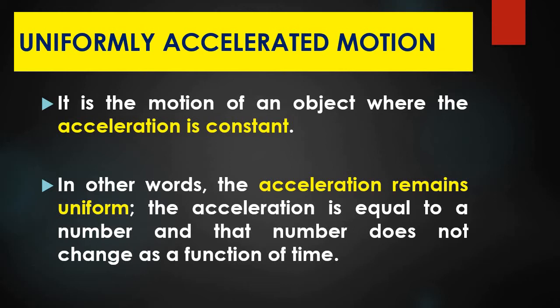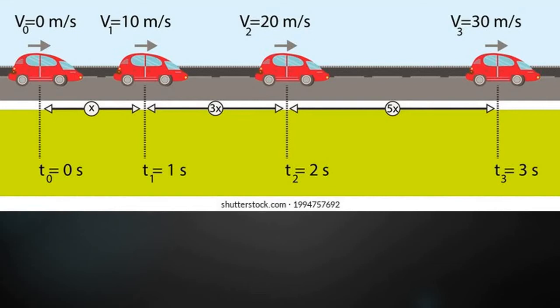So what are the examples of uniformly accelerated motion? For example, we have here a vehicle moving towards east with an initial velocity of 0 meters per second. So starting from rest. And then its final velocity after 3 seconds is 30 meters per second. So as you can see from our interval, after 1 second, the velocity is 10 meters per second. After 2 seconds, the velocity is 20 meters per second. And after 3 seconds, the velocity is 30 meters per second.